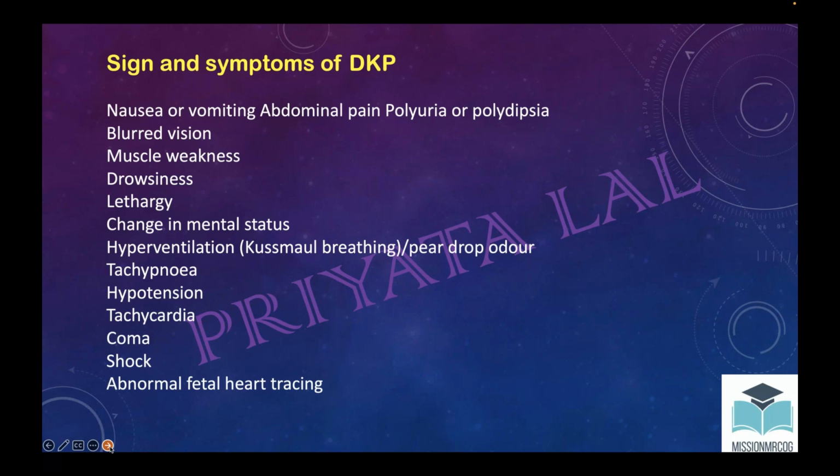So these are the precipitating factors for DKA, and these are the features with which the patient will present to us. There would be nausea, vomiting, abdominal pain, polyuria, polydipsia, blurred vision, drowsiness, lethargy, altered mental state, hyperventilation, that is Kussmaul's breathing, or pear drop odor, that will be the characteristic feature of it, tachypnea, hypotension, tachycardia, coma, shock, and abnormal fetal heart tracing if the patient is pregnant. So these are the symptoms and signs of diabetic ketoacidosis in pregnancy.